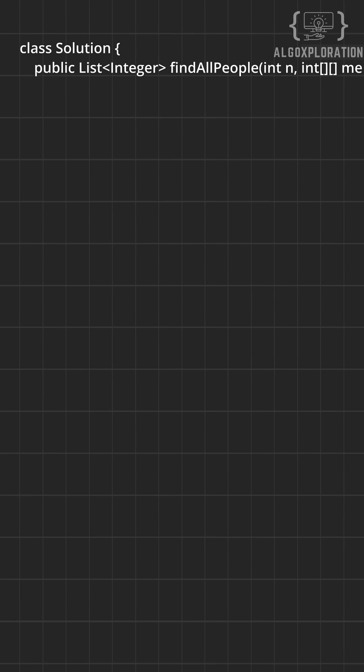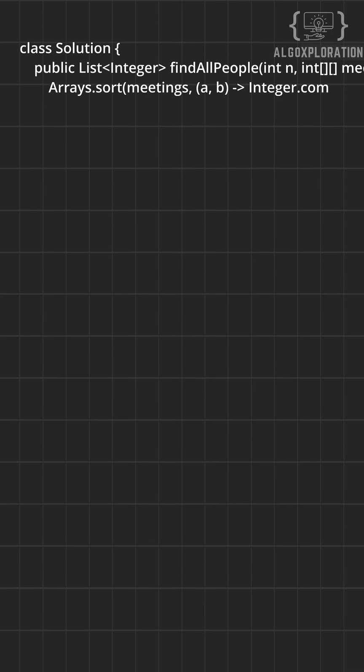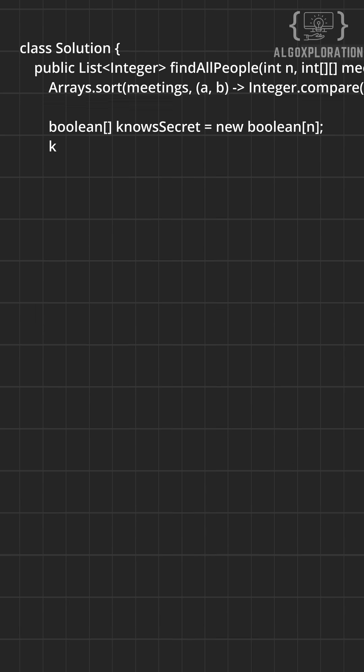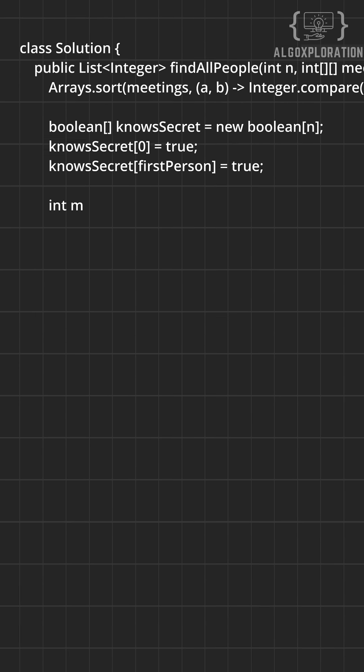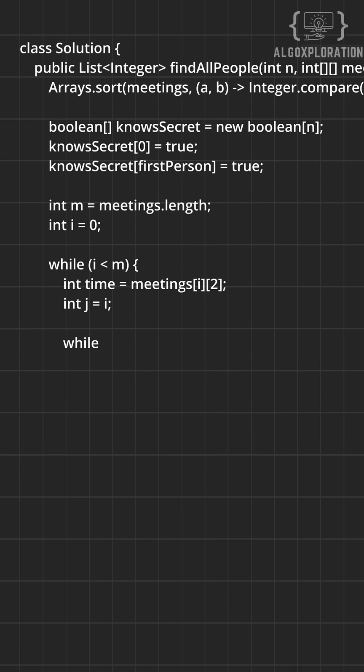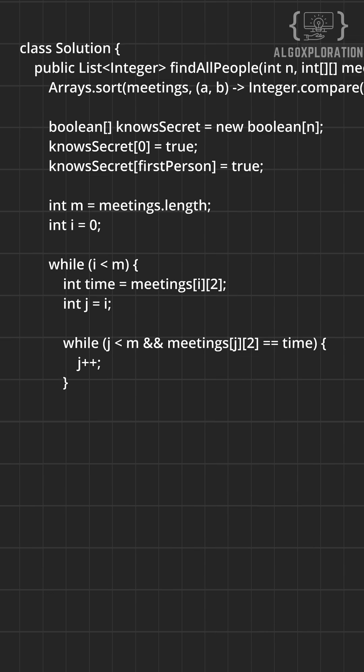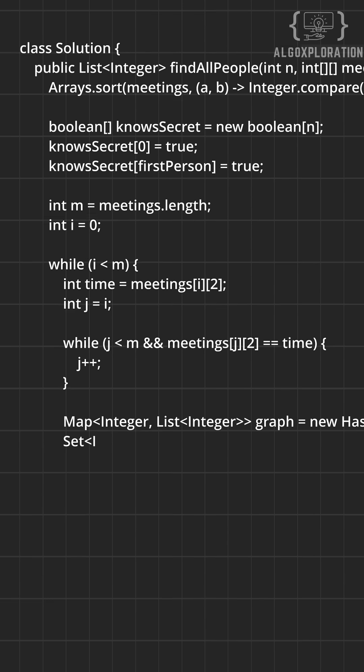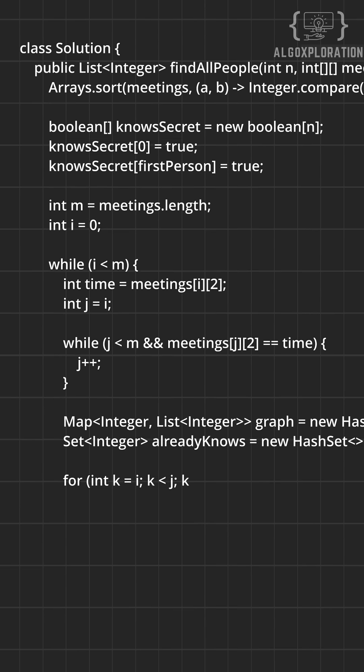So the approach is, sort meetings by time, then process them in batches. Here's why: secrets spread instantly within the same time frame, so we handle all simultaneous meetings together. For each time batch, we build a temporary graph connecting people who meet. Then comes the magic, the breadth-first search.